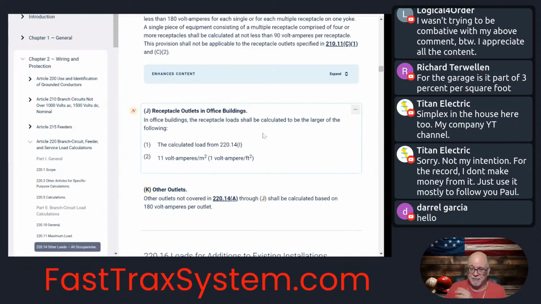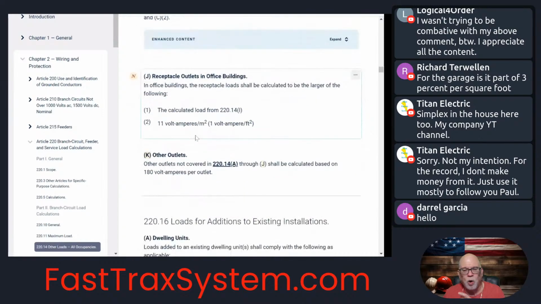This should be old hat for you folks. All right. So now, if we're looking here, what has changed? Where do we get the 3 VA per square foot now in the 2023 edition?